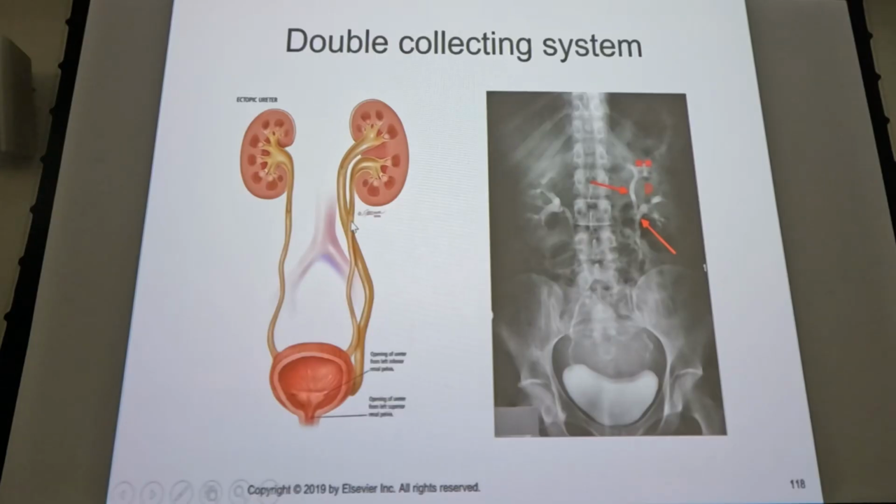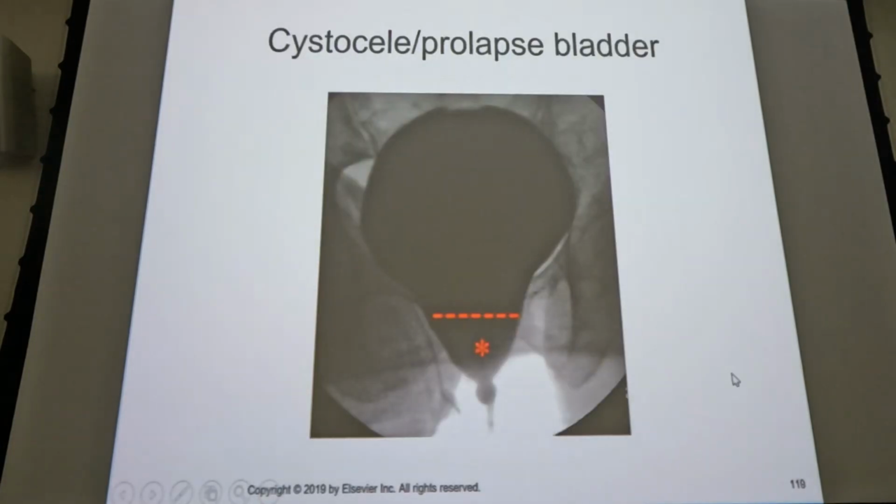Well, the problem with the double collecting system, specifically where you have two insertions into the bladder, is that sometimes that second insertion does not have a sphincter. If it doesn't have a sphincter, then you have a natural propensity to have reflux, so increased kidney infections on that side. Okay, if they come together, then you don't have a problem. But if we have separate insertions, sometimes we do.